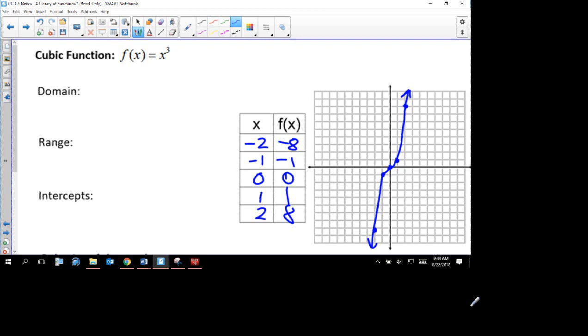All right, so the domain, left to right: all real numbers. It goes on forever. There's nothing stopping it. Range, down to up: all real numbers, nothing stopping it. Intercepts, they're both at (0, 0).